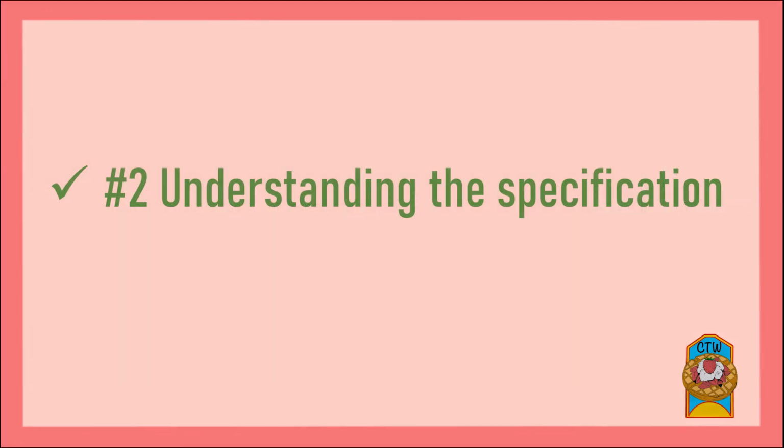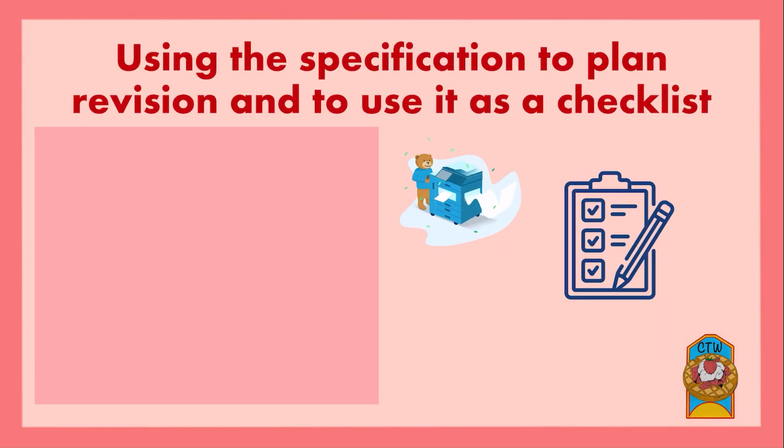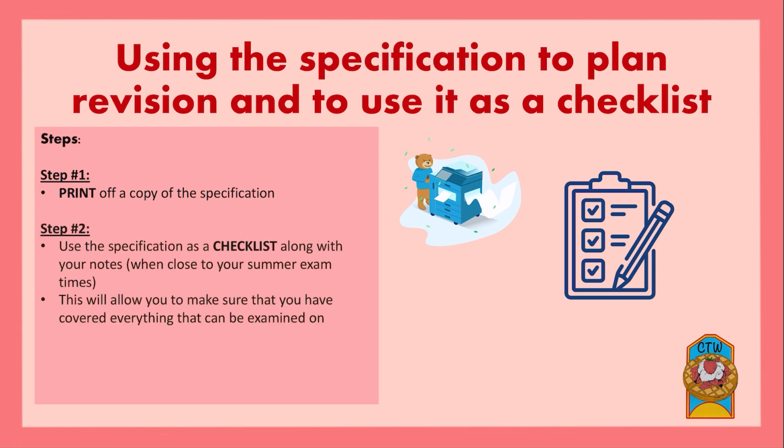Now that we have covered how to understand the specification, we will move on to the final section, which is using the specification to plan revision and to use it as a checklist. As we saw before, because the specification tells you what you need to know, when it comes to preparations for your summer exams, you can actually print off a copy of the specification and go through every topic, and once you are confident with that topic, you can take it off the specification.